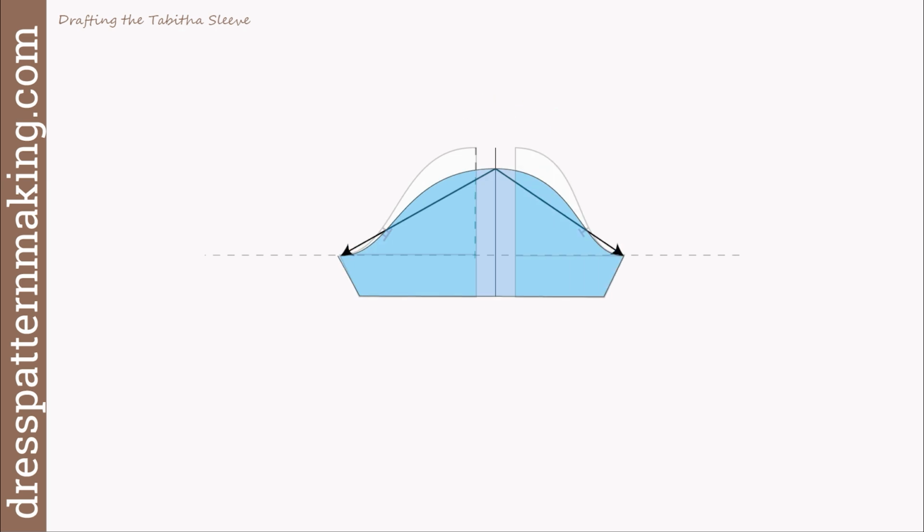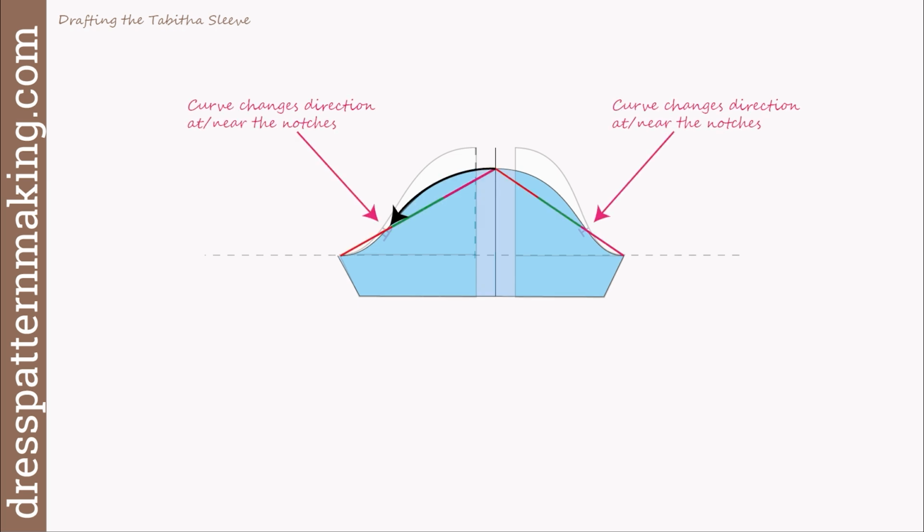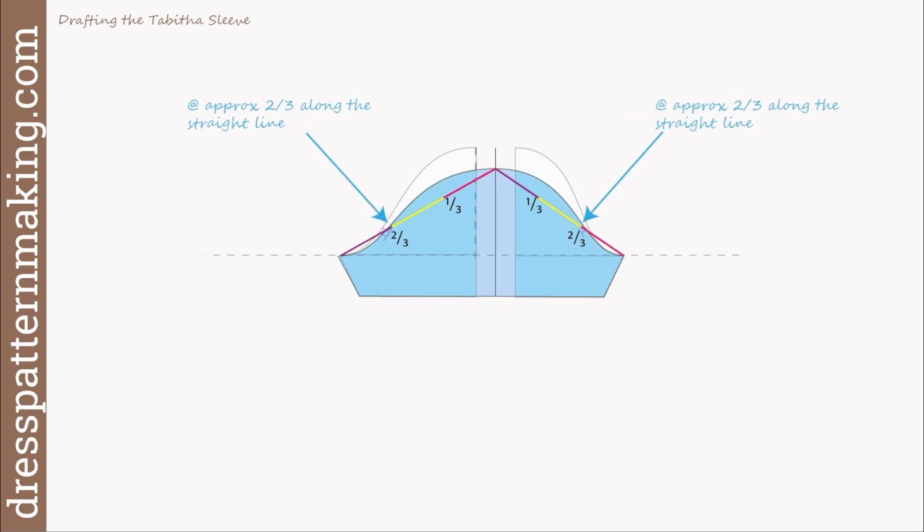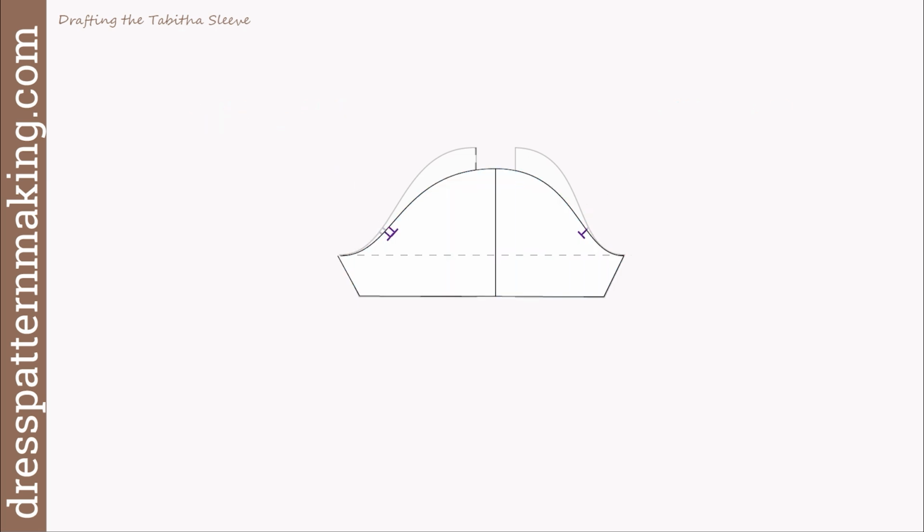Notice that if I draw straight lines from the new cap height to the bicep edges, the curve crosses near the original front and back notches. So this is just a guide of how to draw that curve if you don't know how to do that. You could also refer to my sleeve block tutorial because that might help you understand the sleeve curve. So when redrawing the curve, if you measure and break the line into thirds, the curve goes under at approximately 2/3 of the way on that straight line. So this is what I end up with for my sleeve.